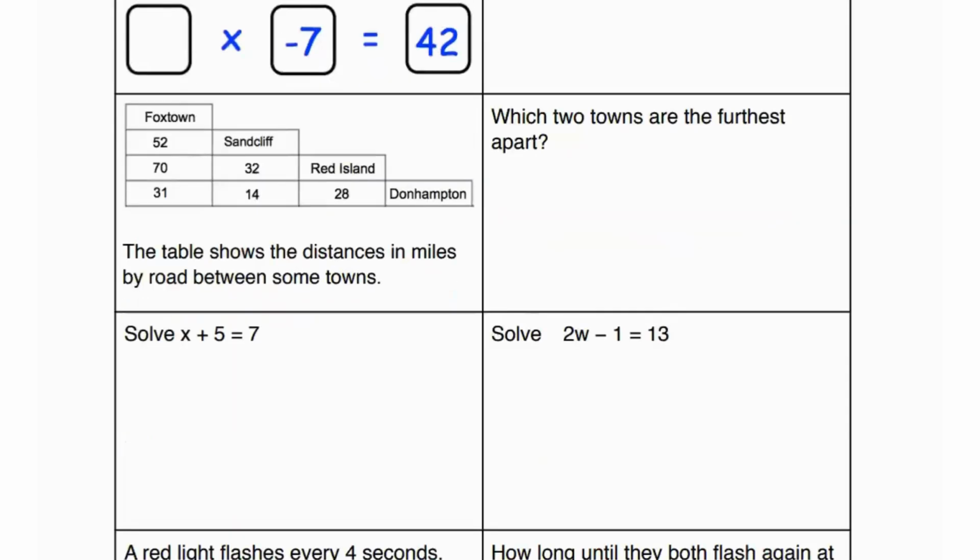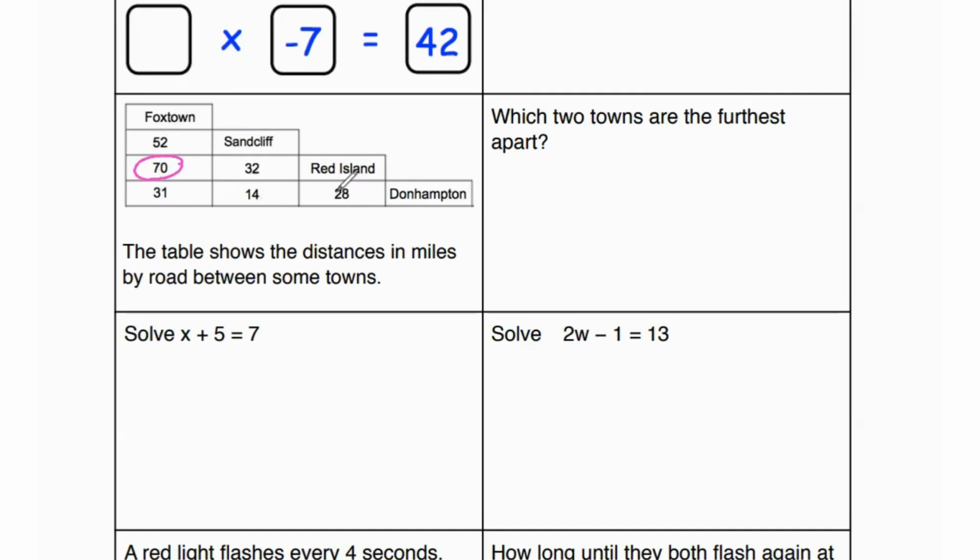Next question says the table shows the distance in miles by road between some towns. Which towns are the furthest apart? So between Foxtown and Sandcliffe, the distance is 52. Then between Foxtown and Red Island, the distance is 70, which is the biggest value so far. Between Sandcliffe and Red Island, the distance is 32. Between Foxtown and Donhampton, the distance is 31. Between Sandcliffe and Donhampton, the distance is 14. And between Red Island and Donhampton, the distance is 28.